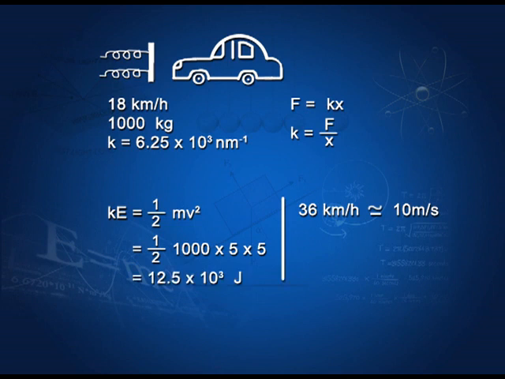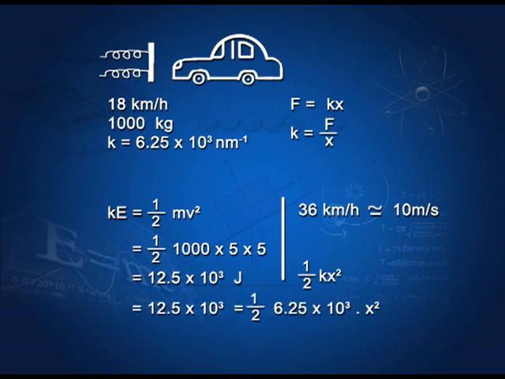And then what will be the energy stored in this spring? That will be equal to half k x square. We can find out how much will be the compression in this spring and how much of that should be taken up by the fenders which are attached here. So, we equate 12.5 into 10 raised power of 3 equal to half, and put the value for k as 6.25 into 10 raised power of 3 and multiply by x square. From here x value comes out to be 2 meters.